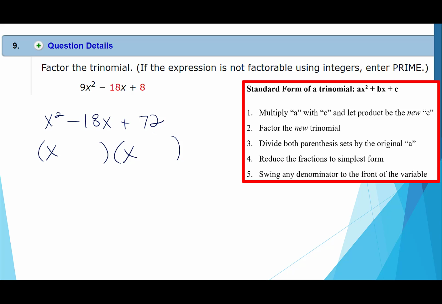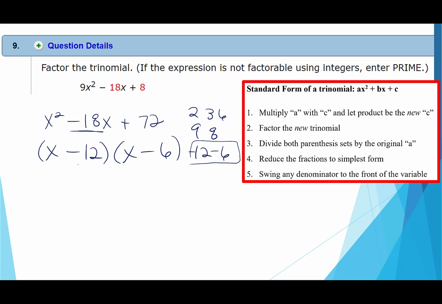So two numbers that multiply to 72: 9 and 8, we just showed that one. It could be 2 and 36, it could be 12 and 6. We need the two factors to add to negative 18, but multiply to a positive. So when we multiply to a positive, the factors either need to be both positive or both negative. But since we need it to add to a negative 18, both of them need to be negative. And so this choice here, negative 12, negative 6, is what we're going to go with.